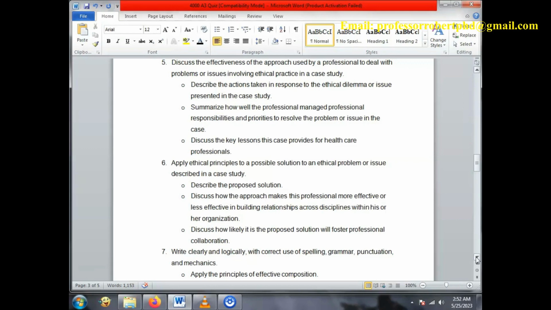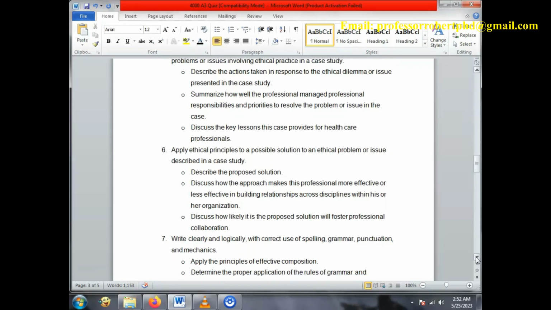6. Apply ethical principles to a possible solution to an ethical problem or issue described in a case study. Describe the proposed solution. Discuss how the approach makes this professional more effective or less effective in building relationships across disciplines within his or her organization. Discuss how likely it is the proposed solution will foster professional collaboration.